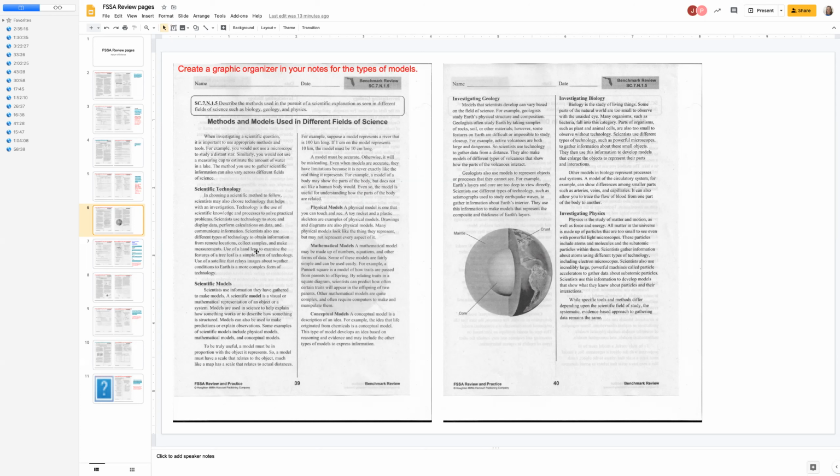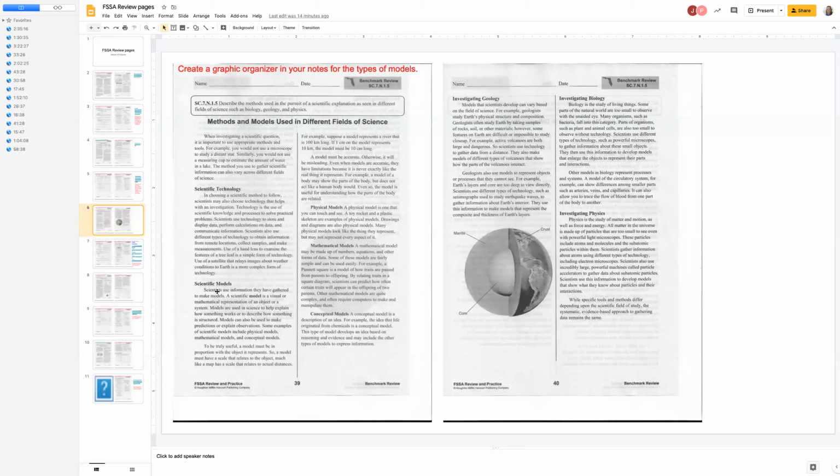Use of a hand lens to examine the features of a tree leaf is a simple form of technology. Use of a satellite that relays images about weather conditions to Earth is a more complex form of technology. So there are a couple of examples of technology, good for your notes.